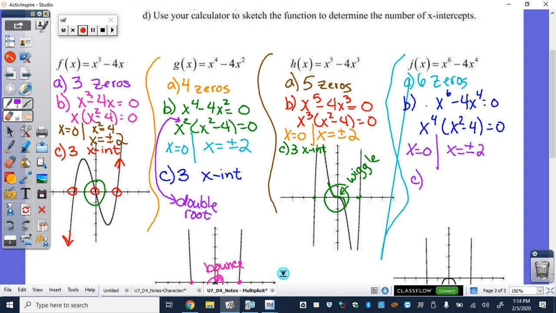So again, we end up with 0 plus minus 2. Almost like I did it on purpose. So how many x-intercepts do we have? 3. So how many times is 0 there now? 4. That's what our exponent is. So 0 is a root 4 times.